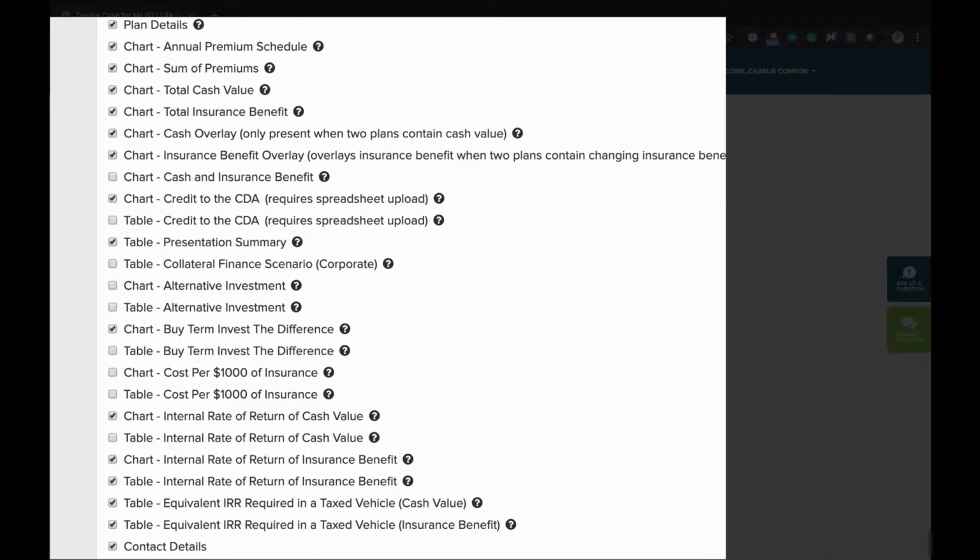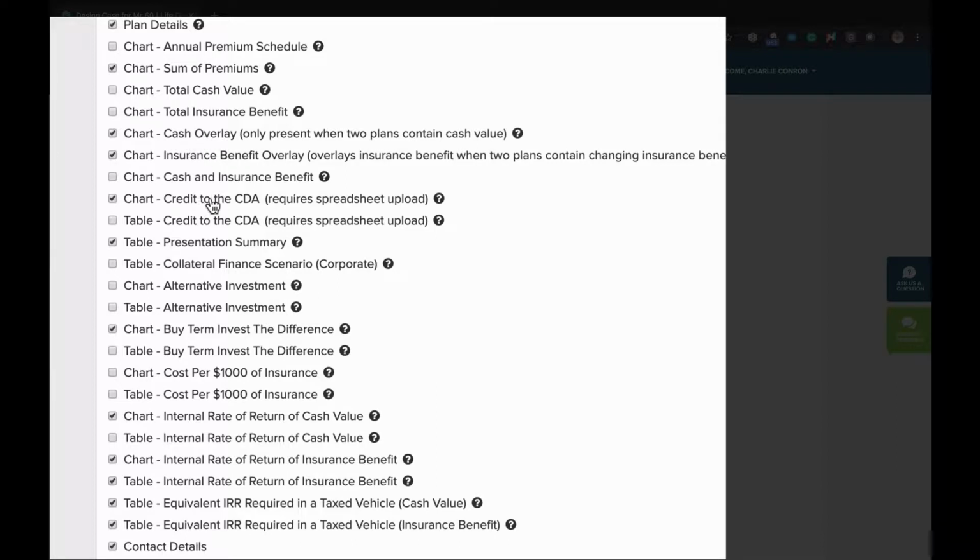I'm just going to pop down to the controls as well. I want to get rid of some of these. Whenever I'm doing two whole life plans, again, they have the exact same annual premium, so they're going to have the same sum of premiums. Sometimes I just like to show the total, so I keep it there. I get rid of individual cash and insurance charts just by clicking them off there. Whenever I have multiple cash value products, I elect for the cash overlay and insurance overlay.